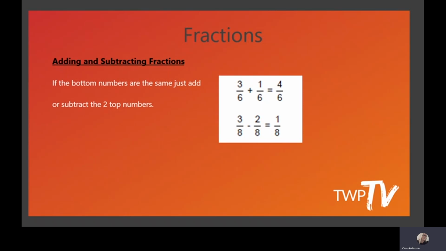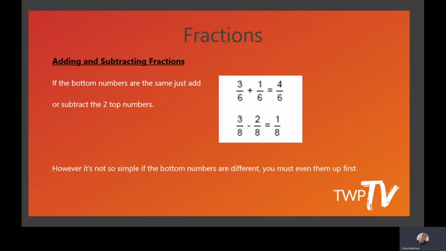Nice and easy when it comes to minus. So you've got 3/8, so you want to minus away 2/8s. It's going to leave you with 1/8. So your 3 minus your 2 gives you 1. Again, you just carry that 8 over. So you've got 1/8 as the answer.